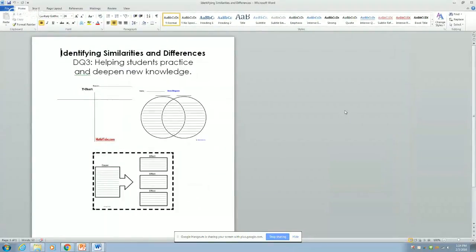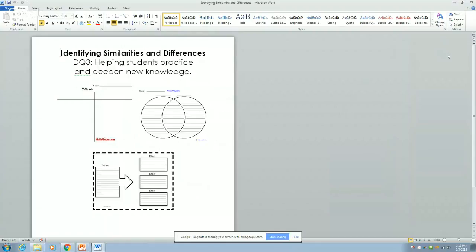Identifying similarities and differences. The why is to help students practice and deepen new knowledge. And we just did 3 visuals just to show a way, in charts, Venn diagrams, cause and effect, and there's other examples in your Marzano handbook. Okay. Metaphors, analogies, non-linguistic representations. We had the same one, so they did a great job. Yeah, I mean, that's what we had.